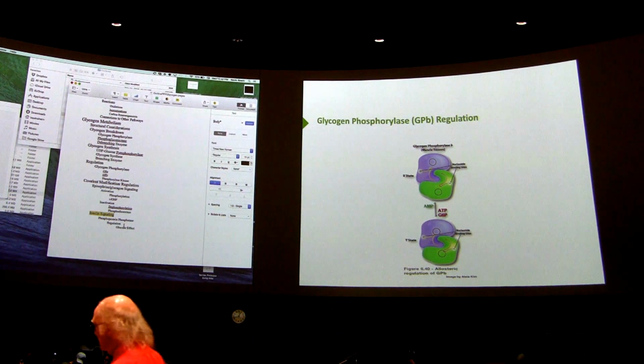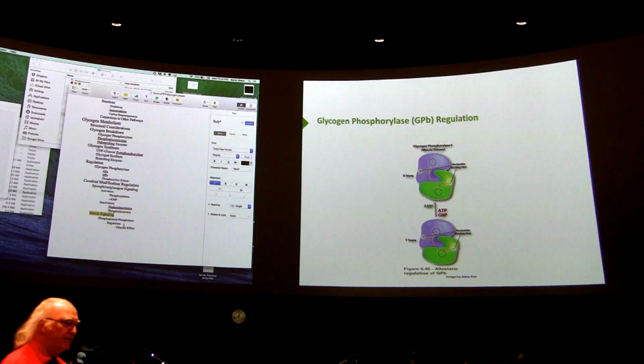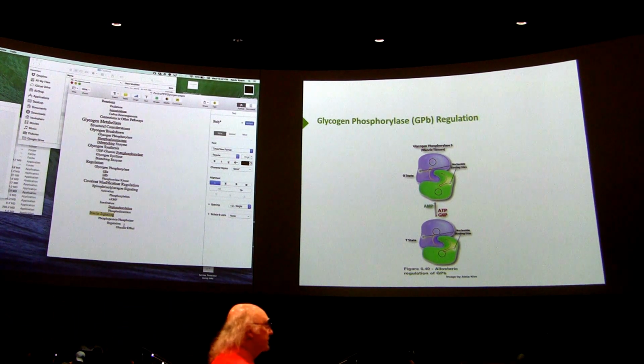Make sense? Most of the time, cells have abundant ATP and glucose 6-phosphate.